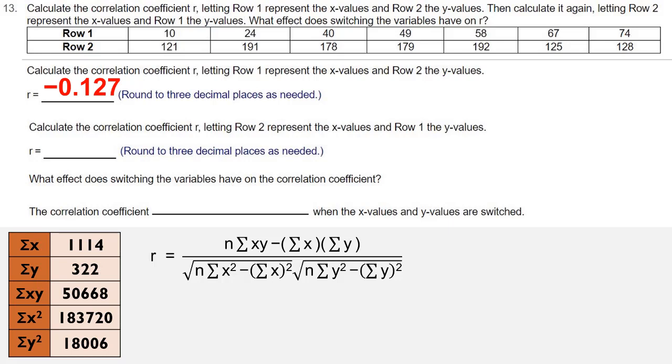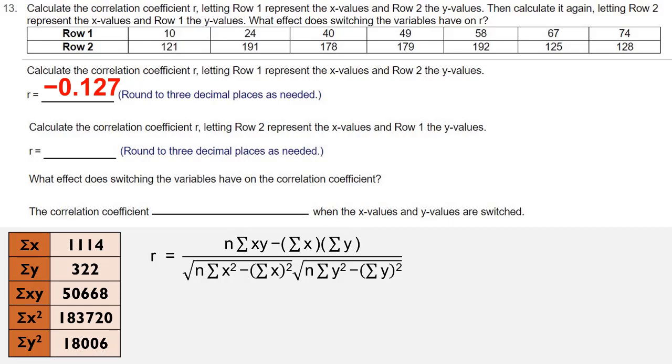But when we do that, if we look at the formula, the n doesn't change because we still have the same number of data points. The x times y's don't change because when we flip-flop the x's and y's, we're still multiplying the same values together, and their sum will still be the same. So the first term in the numerator is identical. The second part says multiply the sum of the x's times the sum of the y's. In part 1, we were multiplying 322 times 1114. Now we'll be multiplying 1114 times 322, so you get the same answer. So the entire numerator stays unchanged.